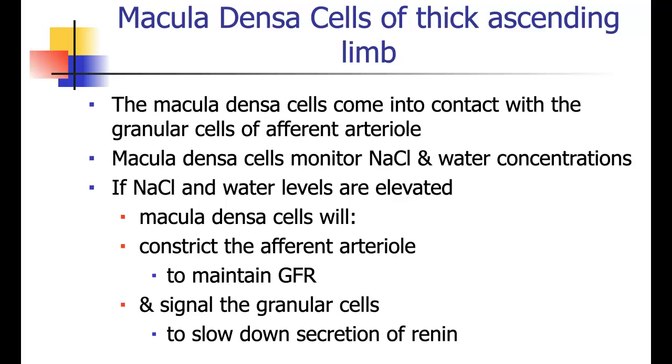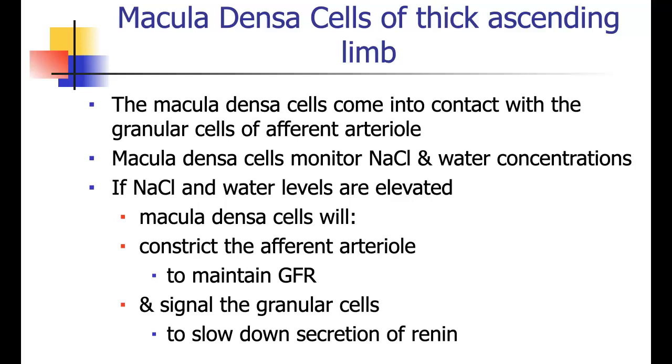So of course, if you have more sodium and more water, you're going to have a higher blood volume and higher blood pressure, but they're not exactly the same. Because in addition to having homeostatic blood pressure, your body needs homeostatic levels of sodium, chloride, and water, okay? So the macula densa cells monitor the sodium, chloride, and water concentrations, and if these are elevated, your macula densa cells will constrict the afferent arteriole to maintain glomerular filtration rate, and tell the granular cells to slow down secretion of renin.